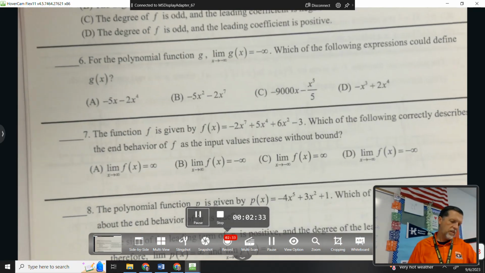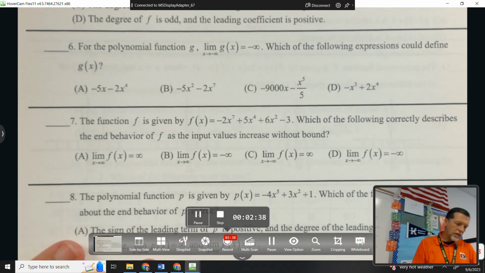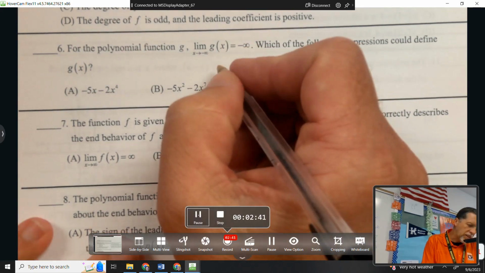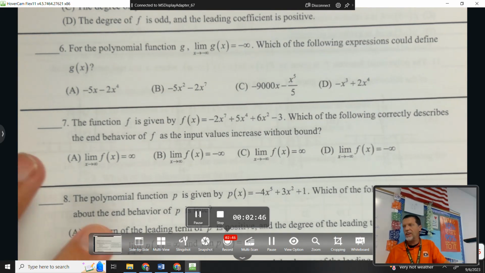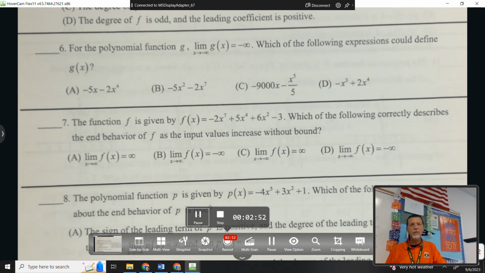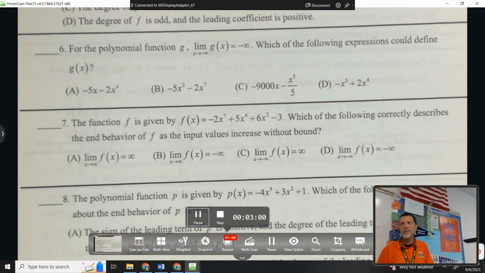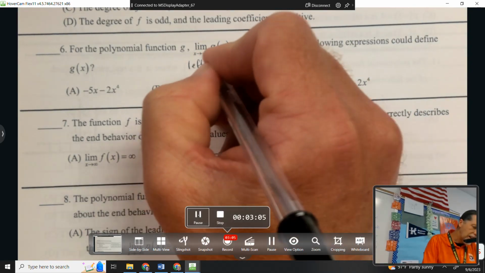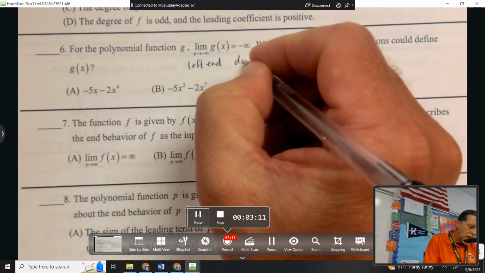Number 6. For the polynomial function g, limit as x goes to -infinity of g of x equals -infinity. Okay, well, job 1 on these, I feel like, is to translate that from math back into English, right? Like from technical notation stuff into what is going on here. Well, as x goes to -infinity, which end is that? Is that left end or right end? That's the left end. So left end. And if the function is headed toward -infinity, that means the left end is down.